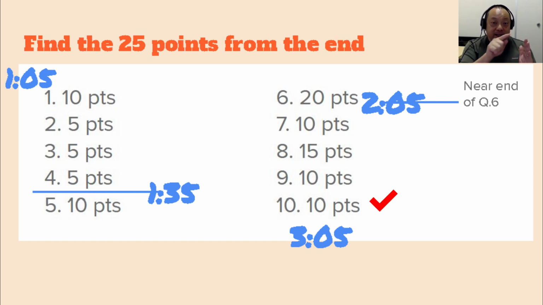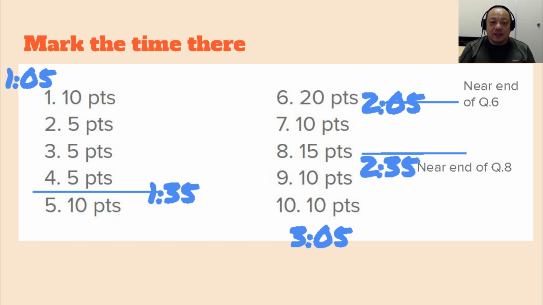From the end, question 10 is 10 points. Plus question 9, 10 points equals 20 points. We need 5 more points, so that places us near the end of question 8. That's our 75% mark. And it should be 30 minutes before the end at 3:05. That makes it 2:35. Write down 2:35 at that mark.